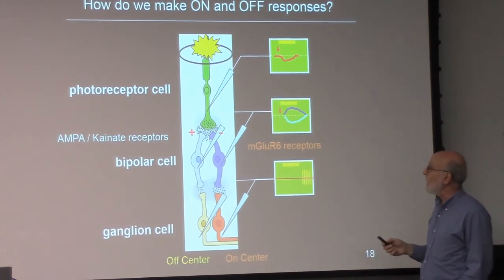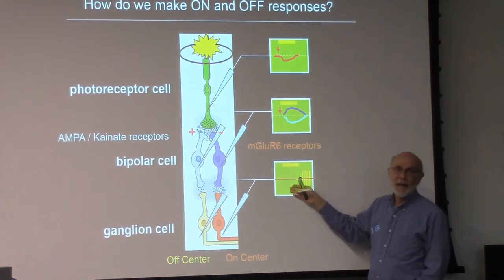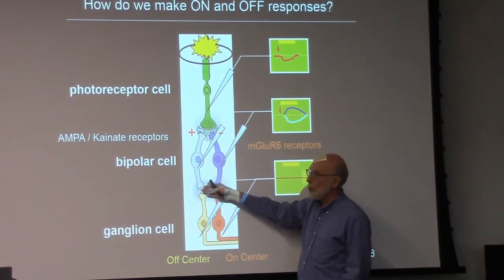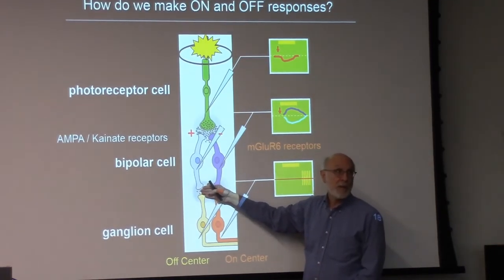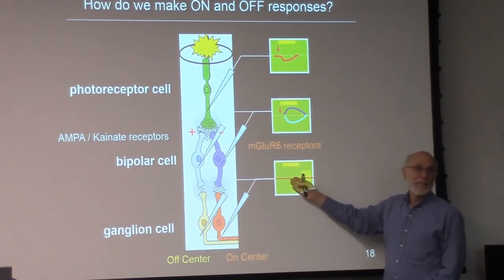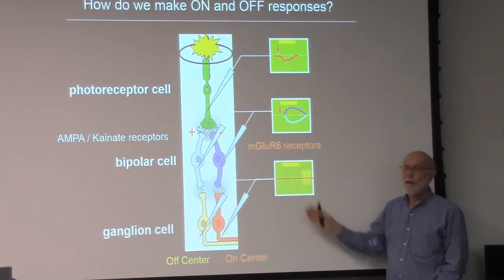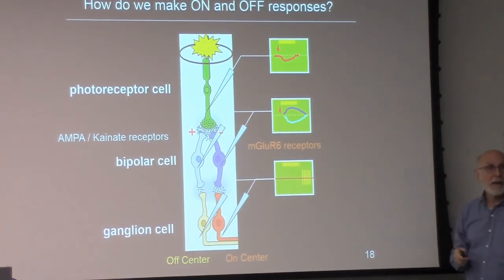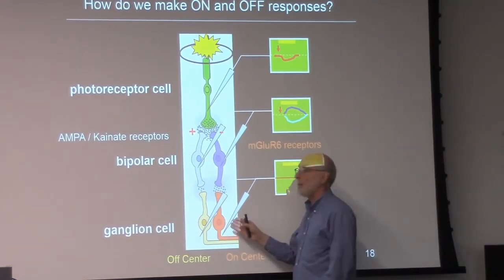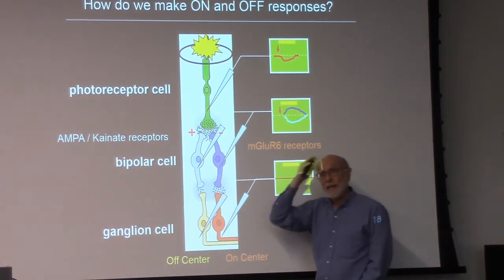The other type of ganglion cell is inhibited by light. Light, inhibition of depolarization, less excitatory neurotransmitter release, less glutamate release, less activation of this ganglion cell, lower action potential frequency. So this slide, if you walk through it, explains how we can get an on-center and an off-center ganglion cell.